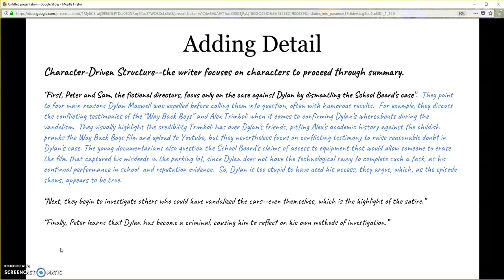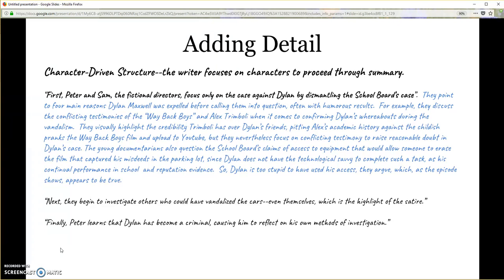They point to 4 main reasons Dylan Maxwell was expelled before calling them into question, often with humorous results. For example, they discuss the conflicting testimonies of the Wayback Boys and Alex Trimboli when it comes to confirming Dylan's whereabouts during the vandalism. They visually highlight the credibility Trimboli has over Dylan's friends, pitting Alex's academic history against the childish pranks the Wayback Boys film and upload to YouTube. But they nevertheless focus on conflicting testimony to raise reasonable doubt in Dylan's case.